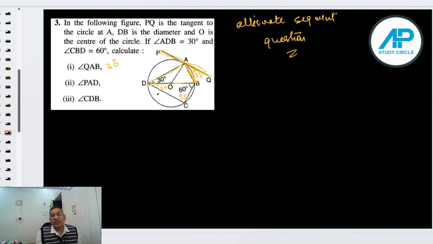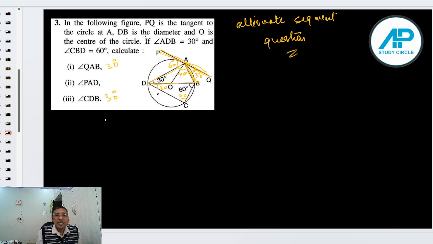Then I need to find the value of PAD. Now this angle is 90. It's a straight line angle. 90, 30, 120. This gives you 60. Okay, so PAD is 60. PAD is 60. I need to find the value of CDB. I have found the value already. So this 60 here, 90 here, and 30 here.